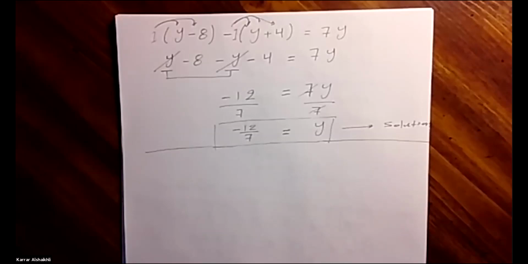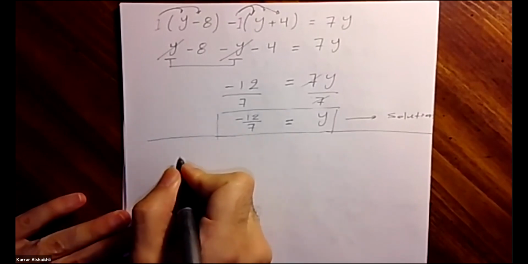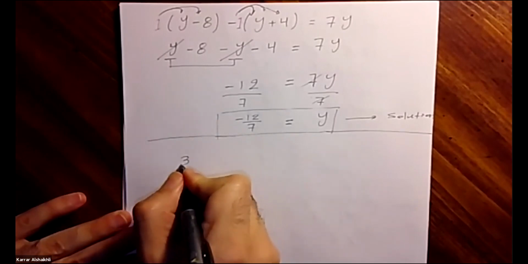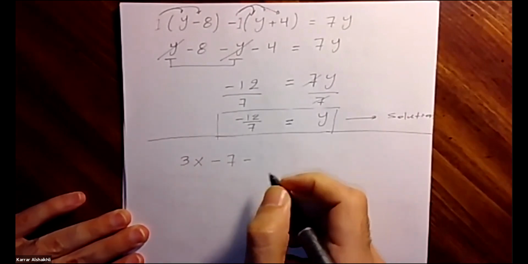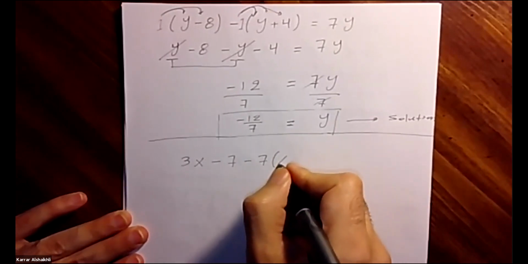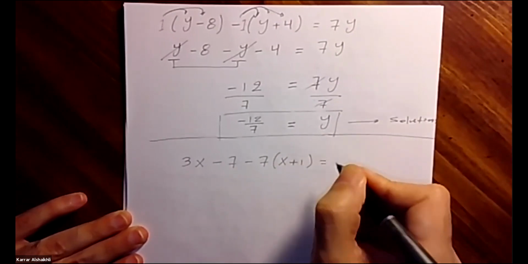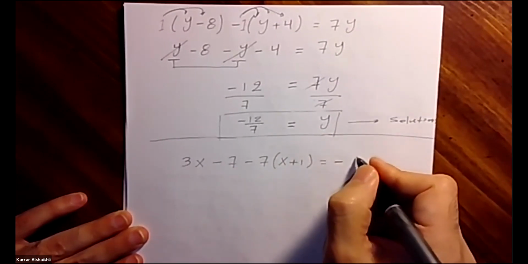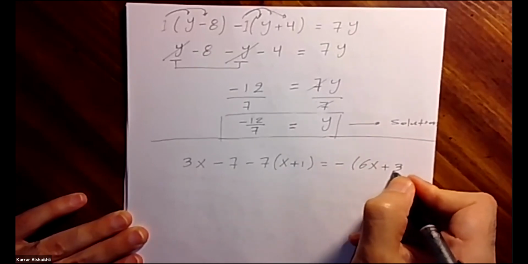Let's do this one. It's exactly the same process. Now, from now until the end, the same process. 3x minus 7 parentheses x plus 1 equal negative 6x plus 3.